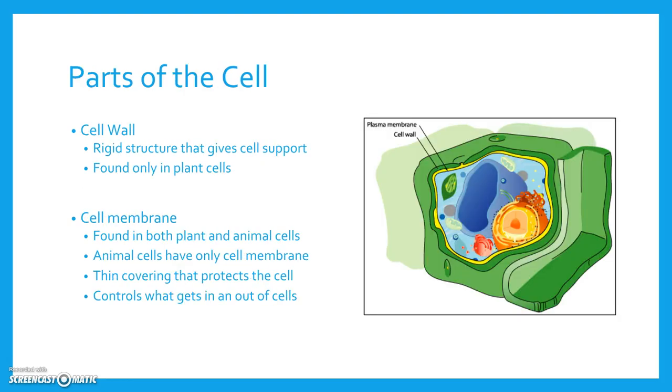So the cell has many parts. The first one is a cell wall, which is only found in a plant cell. All it does is give the cell structure and support. Think of it like the beams of a building. It keeps the cell from basically falling apart. Another part of the cell is the cell membrane. This is found in both plant and animal cells. Animal cells will only have a cell membrane. Once again, it protects the cell. It's really thin. It's like border patrol. It controls what gets in and out.